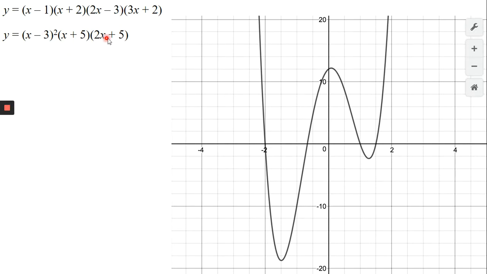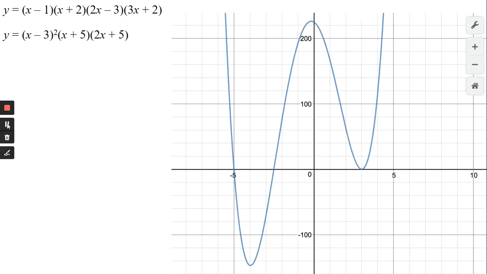Okay, so this one here, still got a squared. Another one makes it a cubic. Another one makes it to the power of 4. Crosses at 2. Crosses at minus 2 there. Okay, so this one crosses at 5, minus 5. That one there crosses at plus 3 and just touches it at plus 3 because that's a squared one. And then this one here will be minus 5/2.